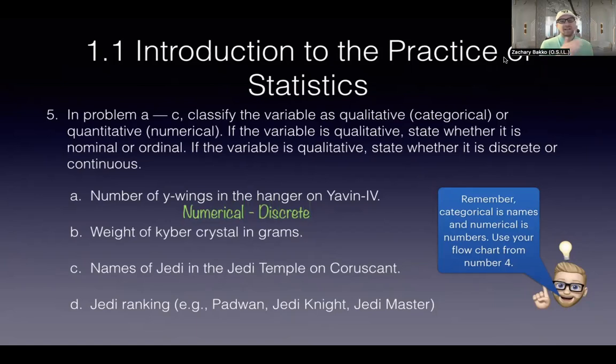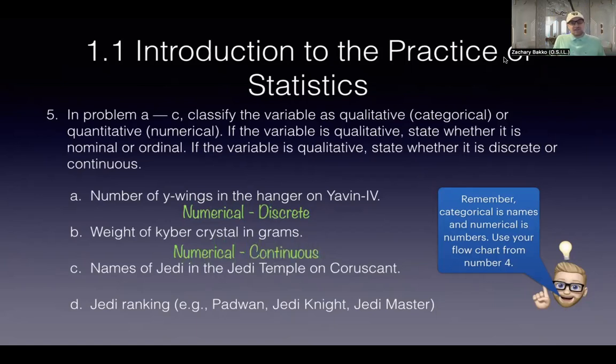Okay. The weight of kyber crystal in grams. Well, the output that we're going to get in weight is going to be a number, right? And because we're weighing the weight of that crystal in grams, we're actually measuring that. So that would be the numerical continuous.